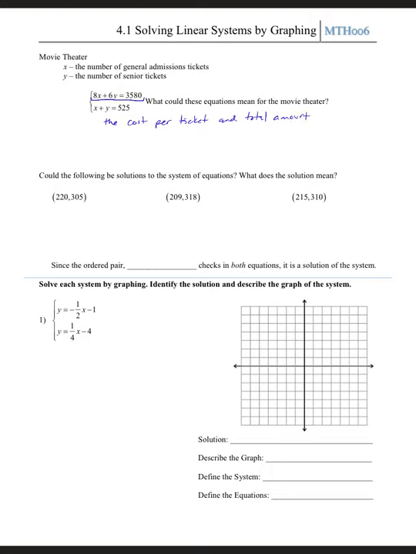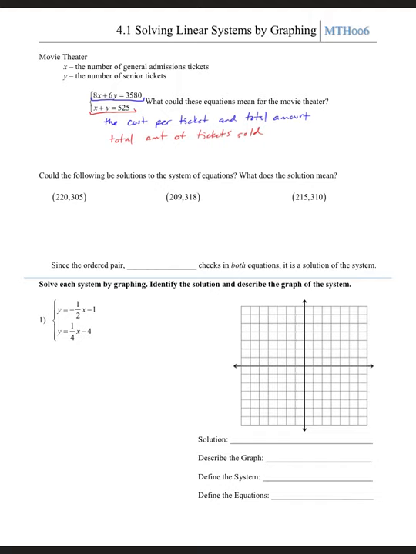Now looking at the next one, we just have x plus y equals 525. So we're taking the number of general plus senior and getting a total amount of tickets. So this represents the total amount of tickets that were sold, maybe.